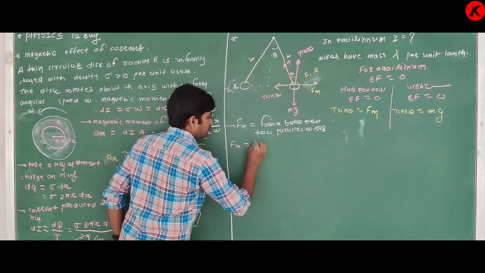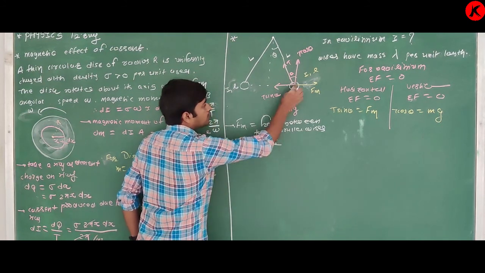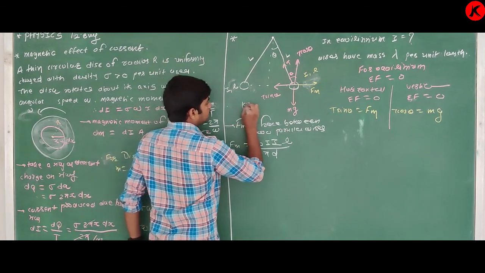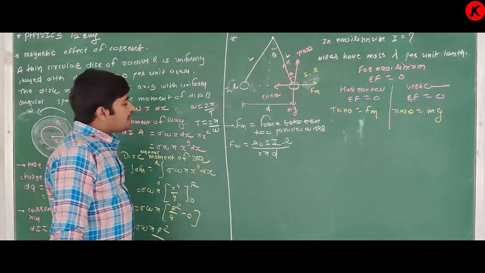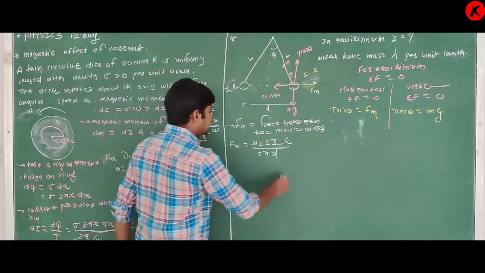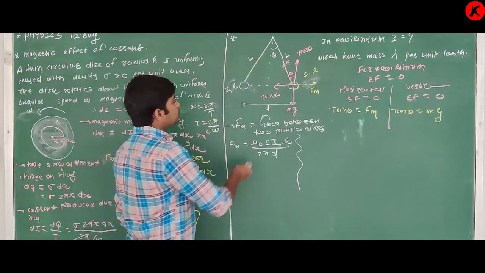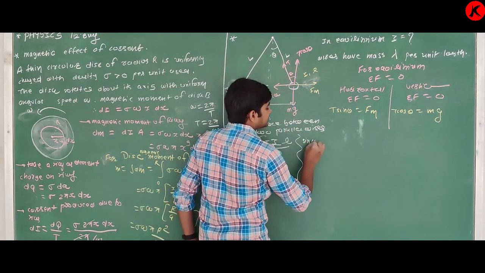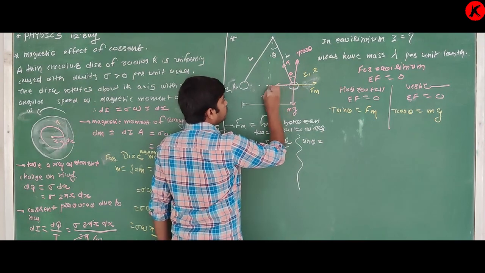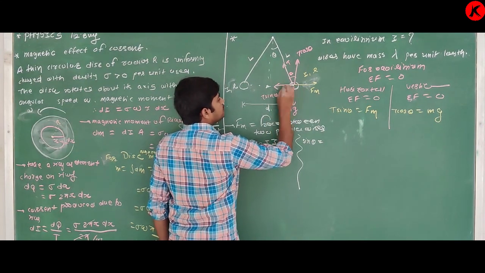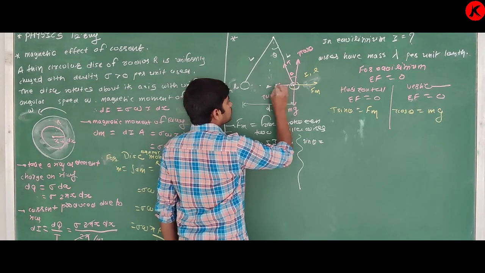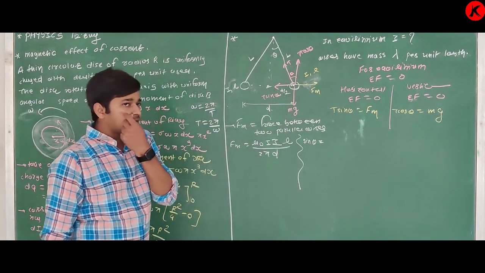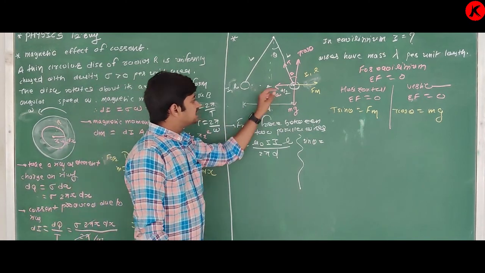Fm is equal to mu 0 I1 I2, what is the length of this wire? L, upon 2 pi d, where d is the distance between two wires. Now how to find the distance between two wires? See, take this triangle. In this triangle, sin theta is equal to the opposite side upon hypotenuse. This side, let it be d by 2. Obviously, if this distance is d, then this distance is d by 2.